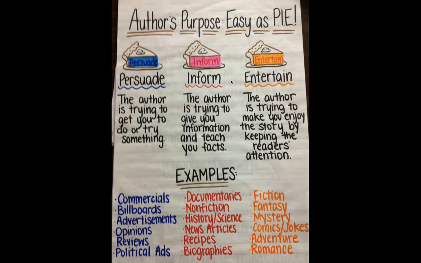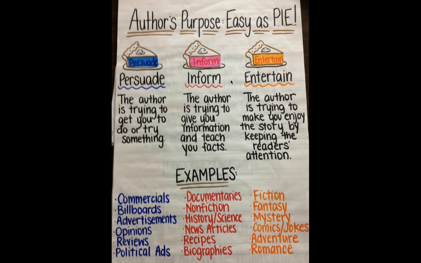All right, so we like to refer to author's purpose as easy as PIE, right? So PIE: persuade, inform, and entertain. So if the author's trying to persuade you, they want you to do something or try something, or believe something. If they want you to think how they think, right? They want you to have an opinion. And now we did something like that.